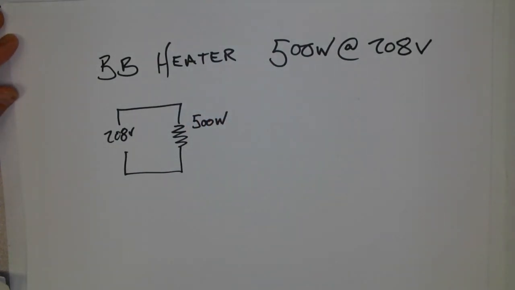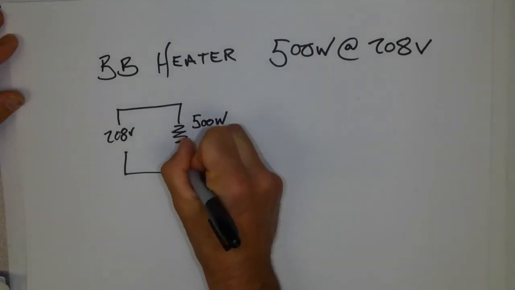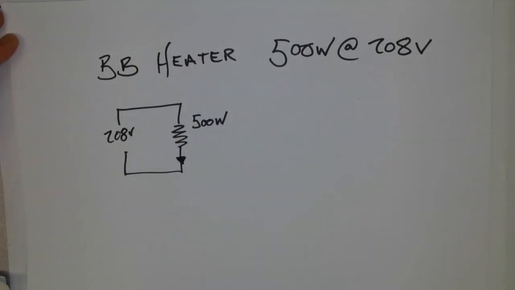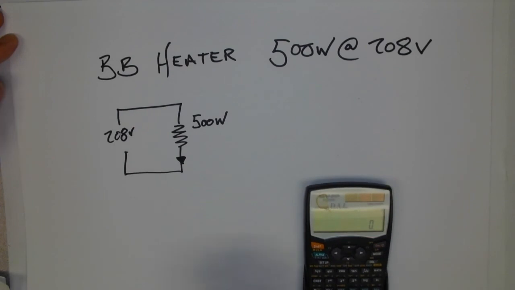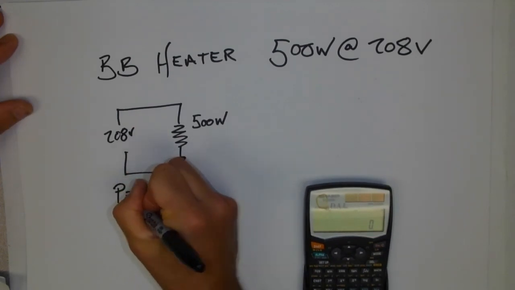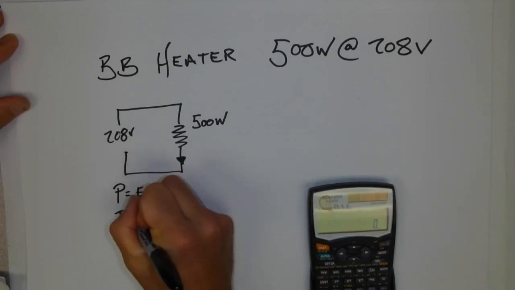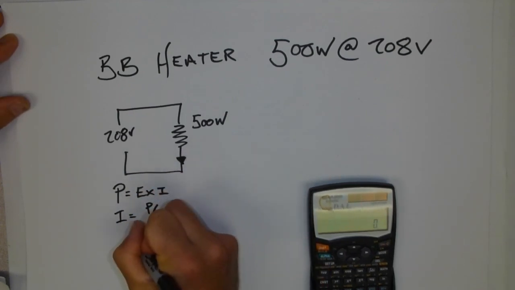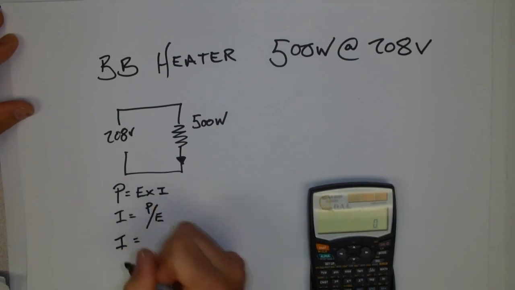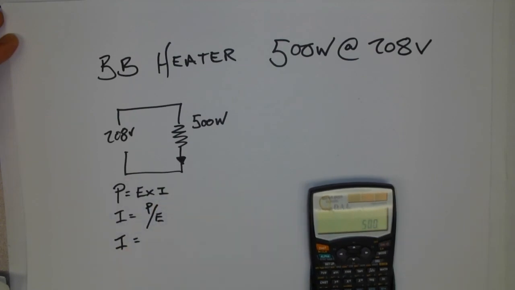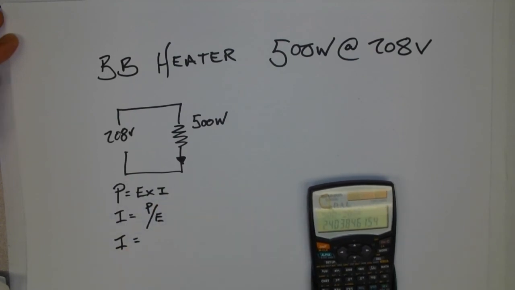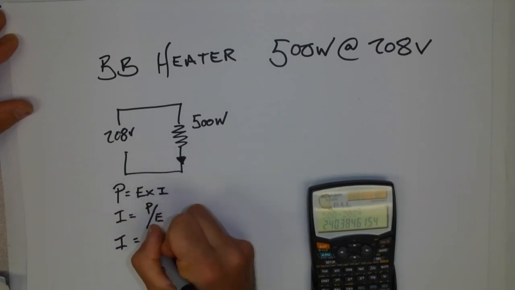I should be able to work out how many amps would then be flowing in the circuit, right? So we can take our power formulas. P is equal to E times I, which would then mean I is equal to P over E. And we could then calculate what the current value was by taking 500 and dividing it by 208. And I get 2.4 amps.